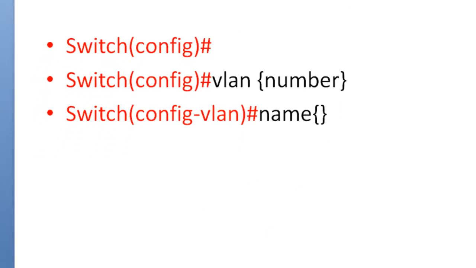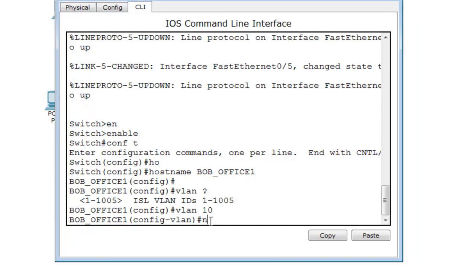Let's go back to Cisco Packet Tracer. We are now in the VLAN configuration mode. We're gonna do name. This is gonna be the management VLAN. Management.